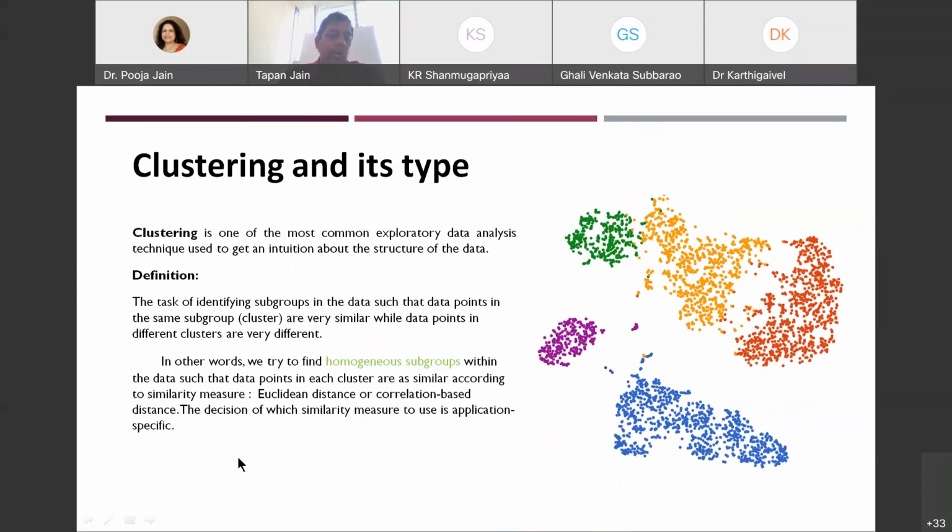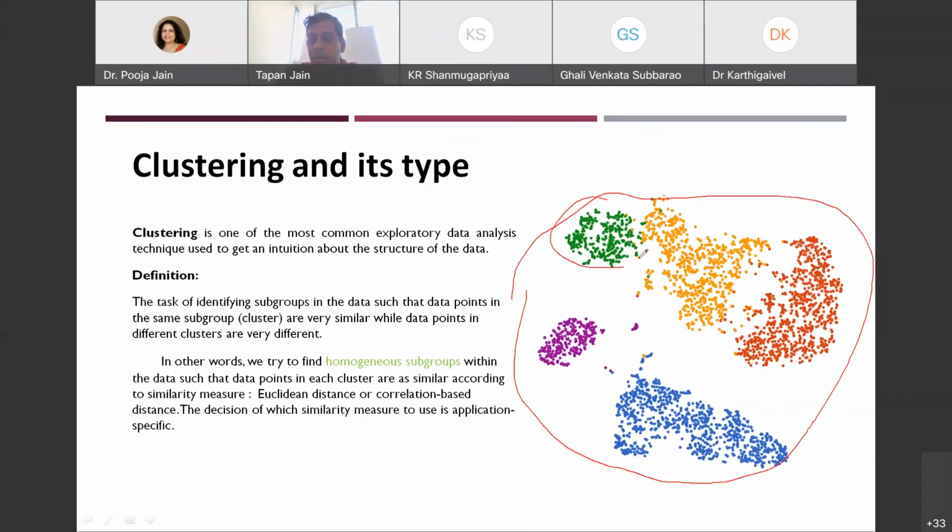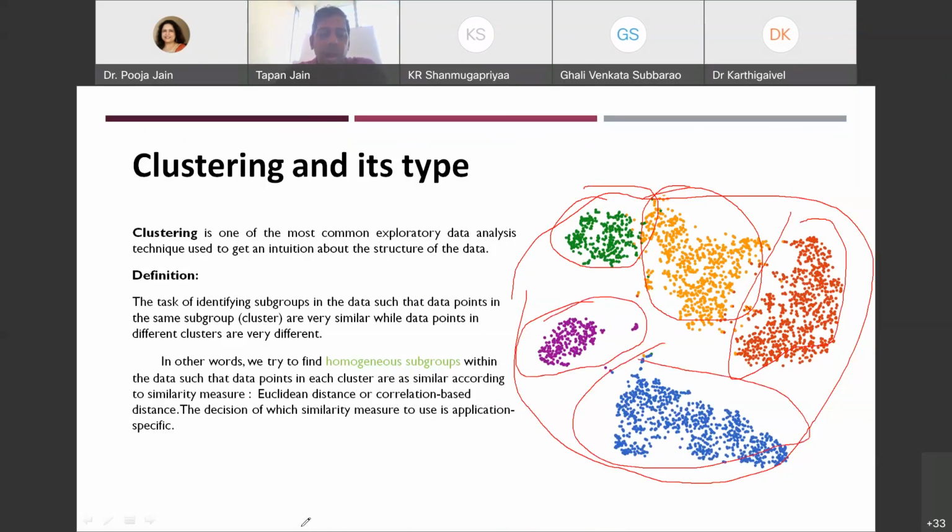If you look at this, these are my data points. When we apply some method, this is one cluster, this is the second cluster, this is the third cluster, fourth cluster, fifth cluster. So the data points are divided with the help of some similarity indexes. They can automatically split or divide into subgroups. In this case, we try to make homogeneous subgroups.